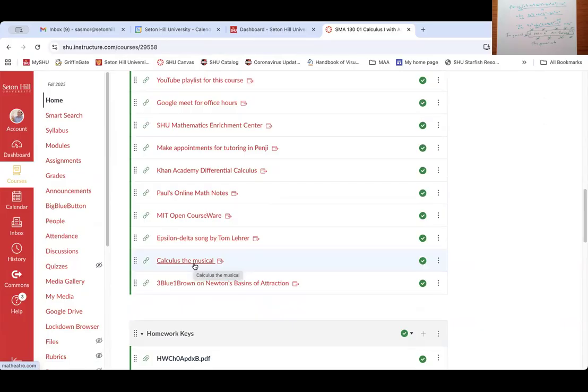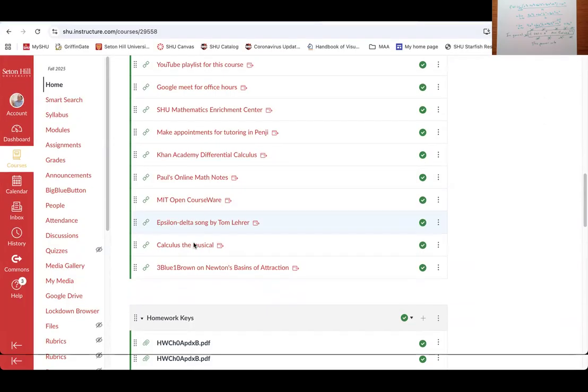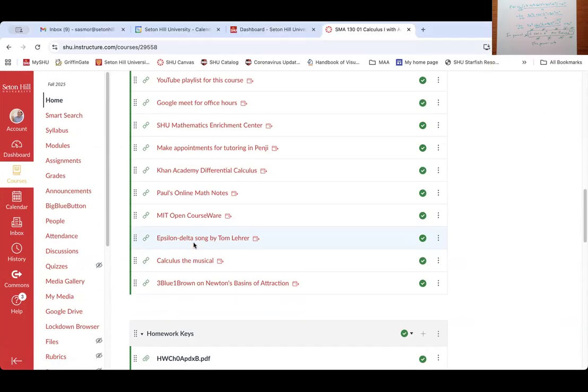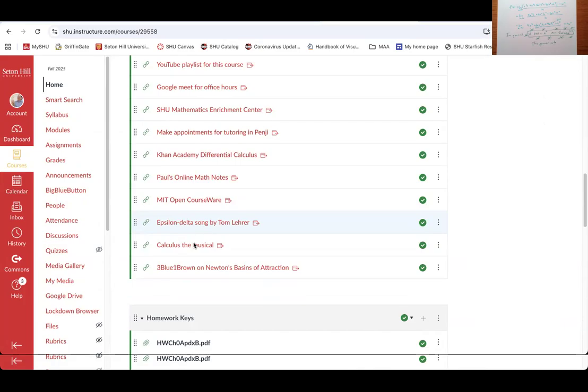There are songs. Here's a song about epsilons and deltas by Tom Lehrer, who happened to be a wonderful mathematician at University of California, Santa Barbara, who unfortunately passed away this past year. He used to be a mathematician at Harvard until he realized he could make more money down at the bar singing songs about math.